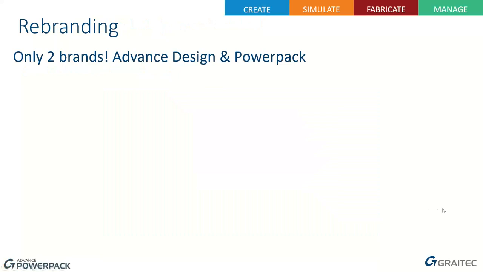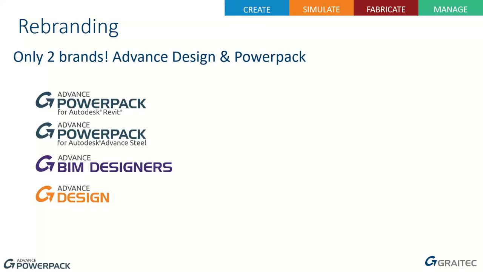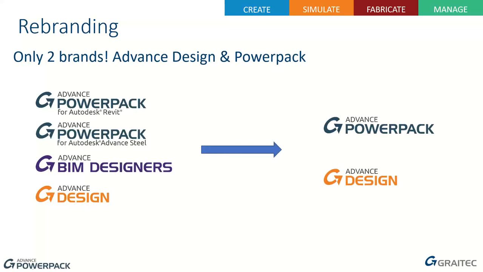Before going into the details, allow me to say a few words about the rebranding. As you probably noticed already in the version 2021 that we released in May, we have rebranded our software. The idea is to keep only two brands, Advanced Design and PowerPack, for an easier understanding of our solution. Before, we were speaking about the PowerPack for Revit and the PowerPack for Advanced Steel as brands with dedicated logos. We were speaking about BIM Designers, about Advanced Design as well, and in some countries also some local products. So the idea is to simplify the communication and keep only two brands: Advanced Design, which is a very important brand, and Advanced PowerPack.